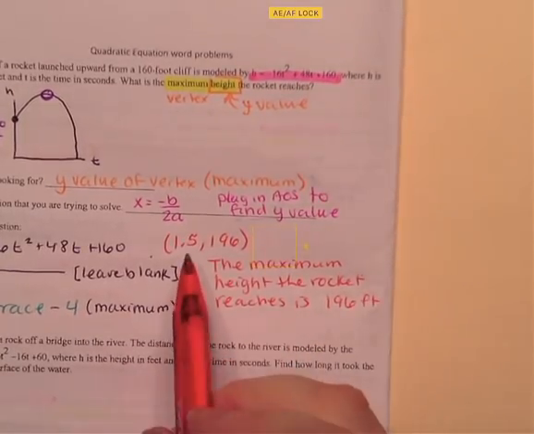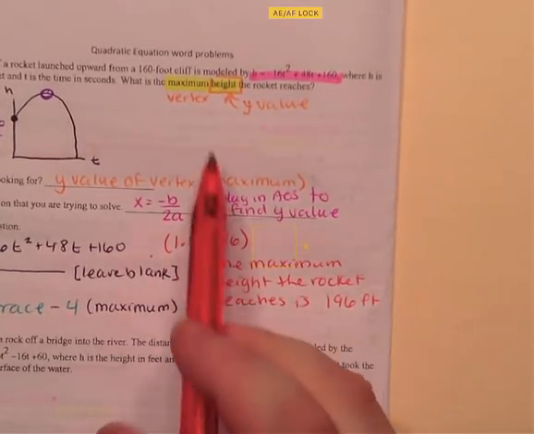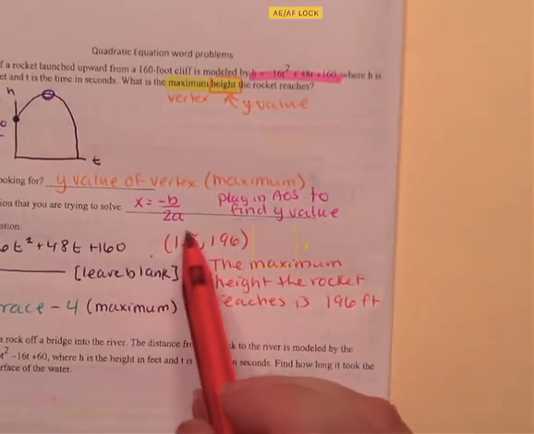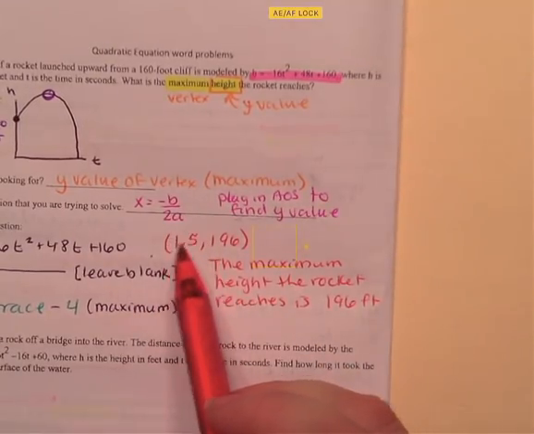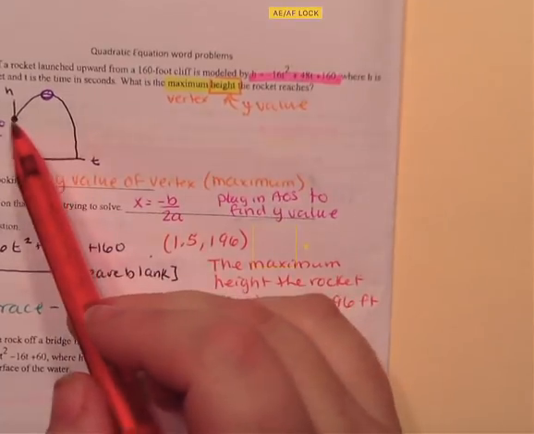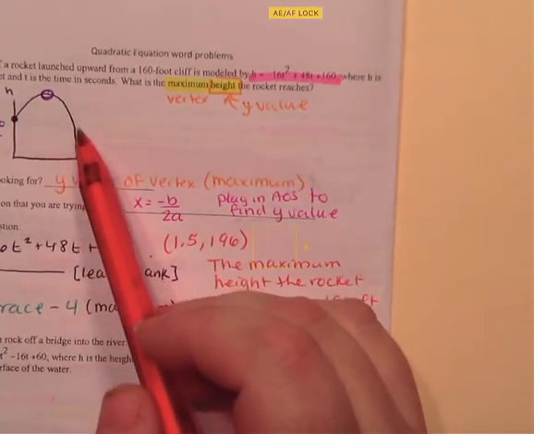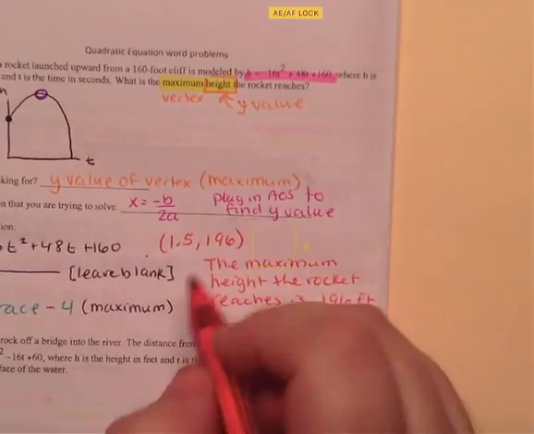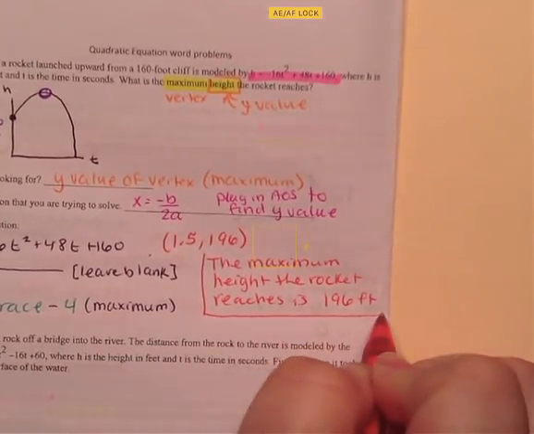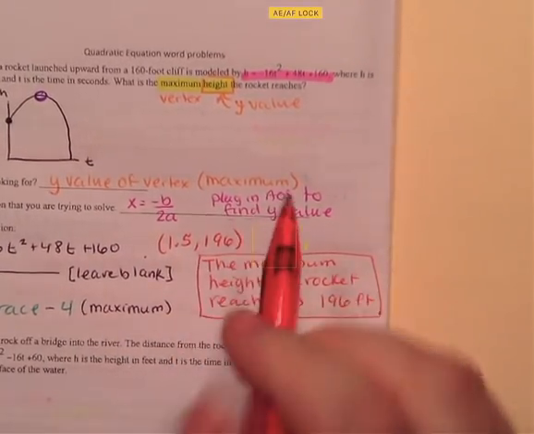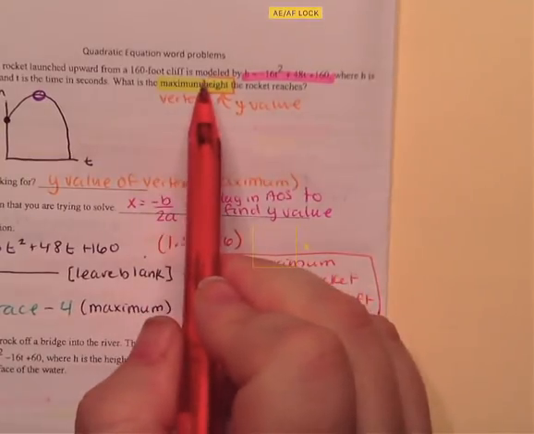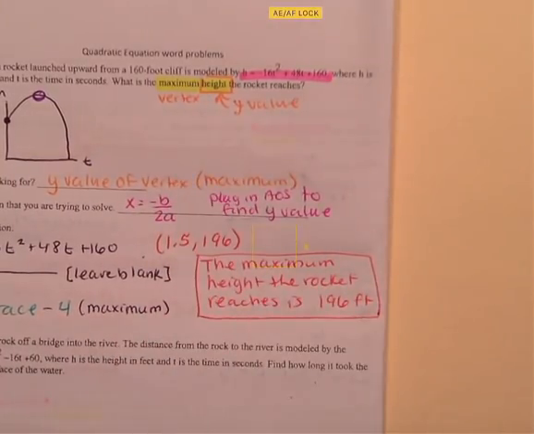Now, if the question asks, when does it reach its maximum height? When is our time. So it takes 1.5 seconds for the rocket to reach its maximum height, and then it falls back down to the earth. So it really is just asking, what are you looking for? Finding the question and understanding what the question is asking is the most crucial part.